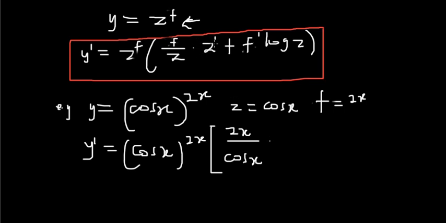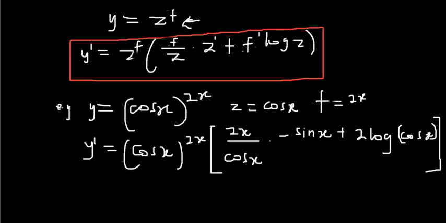So we have z prime. You have to take the z prime. When you differentiate cos of x, you end up with negative sine of x. And then you add the differential of f, which is f prime. When you differentiate 2x, you end up with 2. And then you have log of z. z is cos of x, so you have log of cos of x. So this will be your final answer for this problem.